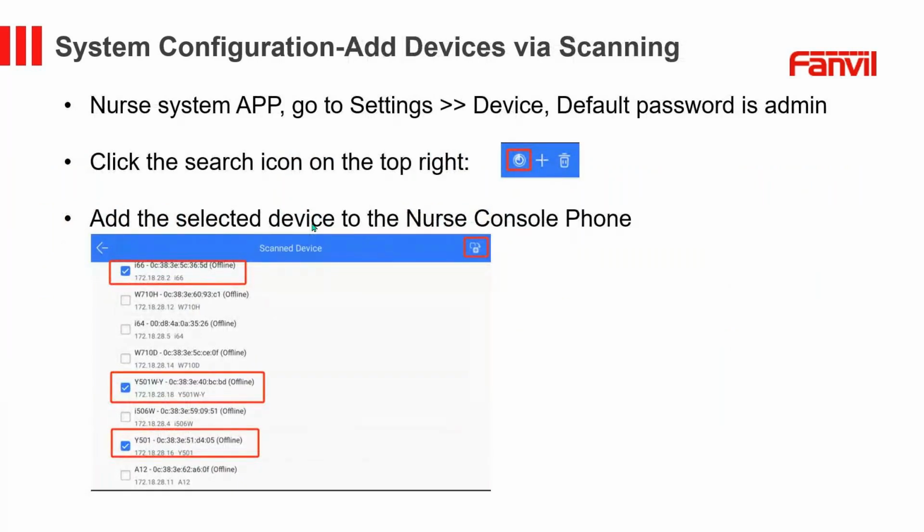You can also add devices via the Nurse System app. Under settings, device, click on the search icon on the top right to scan for the devices here. This will help you add the selected devices to your nurse call system easily.